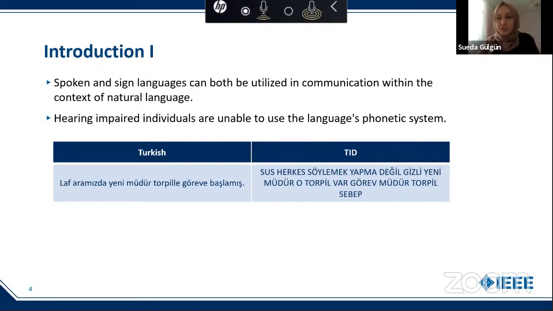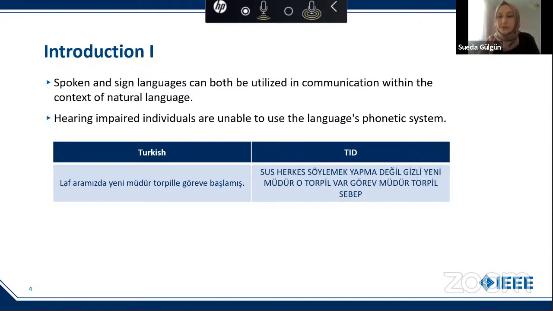Natural language can be imagined as beings that are born, die, and change over time. It's also divided into two as spoken and sign languages. Individuals who do not have hearing or speech difficulties tend to communicate in spoken language. However, hearing impaired individuals face various problems in learning the spoken language because they are unable to access the language's phonetic system. The language's phonetic system is the initial level in comprehending and learning languages and deals with sounds.